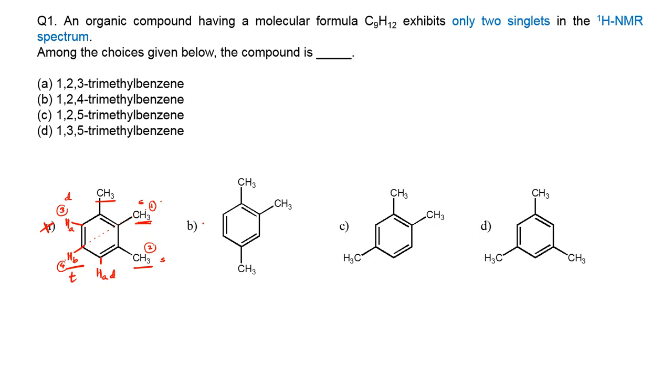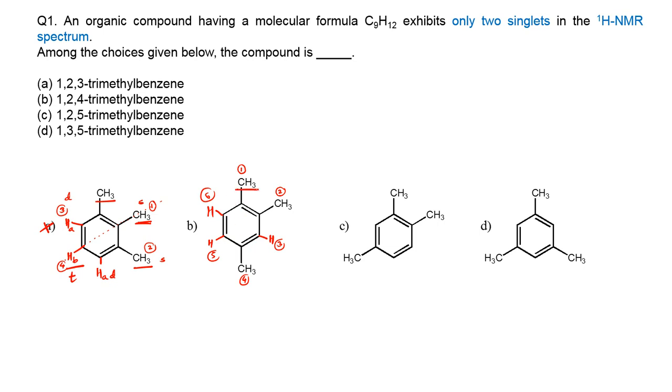So in this case we do not expect this compound to give two singlets, and therefore this is not the correct choice. In compound B, we are observing a non-symmetric compound, and therefore all the protons are different. If we draw the aromatic protons, this is the first kind of protons, this the second, this the third, this the fourth, this the fifth, and this the sixth. So six types of protons will be observed in NMR spectroscopy.